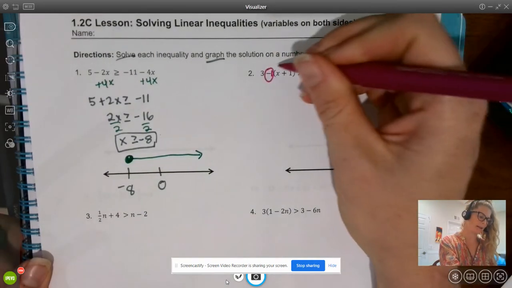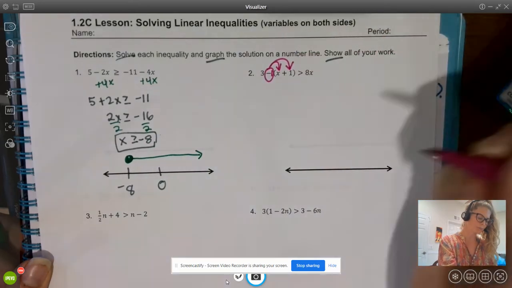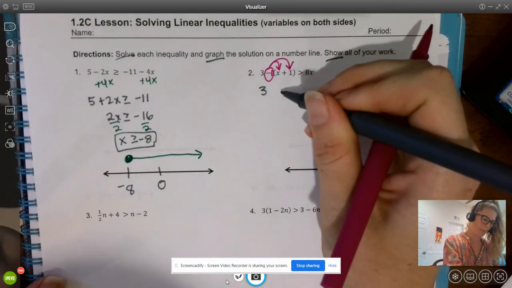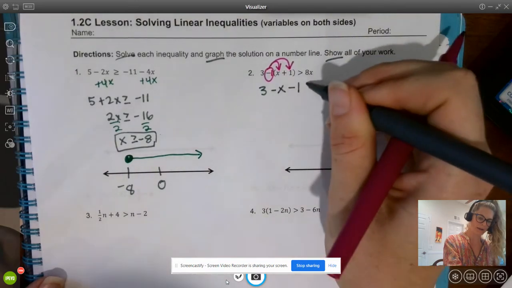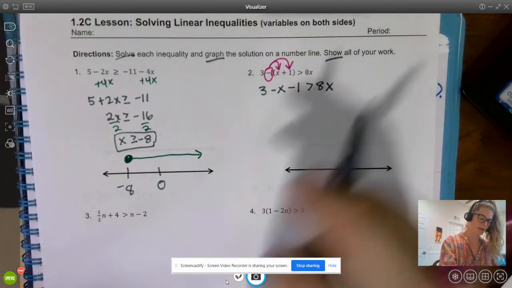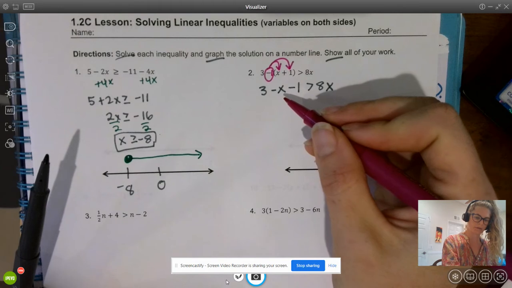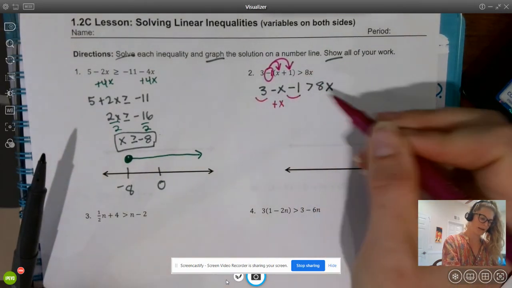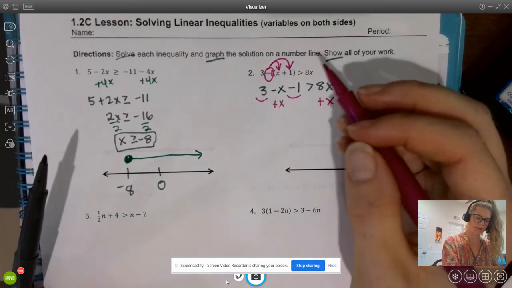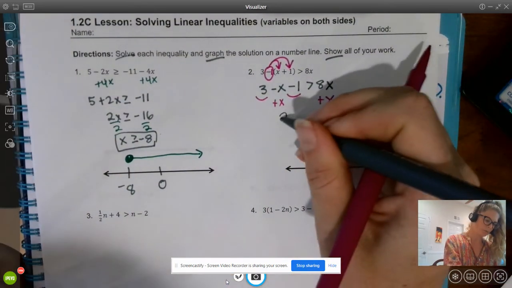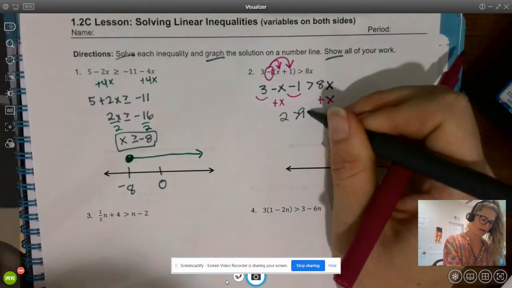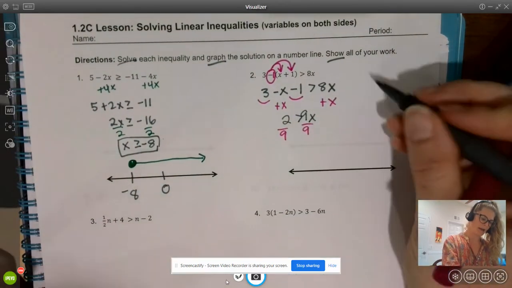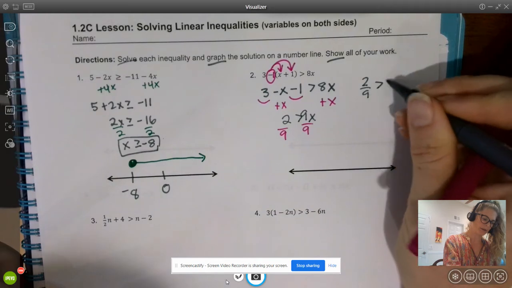Okay, next one. Remember, this is a sneaky silent negative 1 that's being distributed. So from here, we have 3 minus x minus 1 is greater than 8x. I notice x is the smaller variable, and I can also combine like terms of 3 minus 1. So I'm going to add x to both sides, and 3 minus 1 is 2, is greater than 9x. From here, I'm going to divide both sides by 9, and I have 2/9 is greater than x.